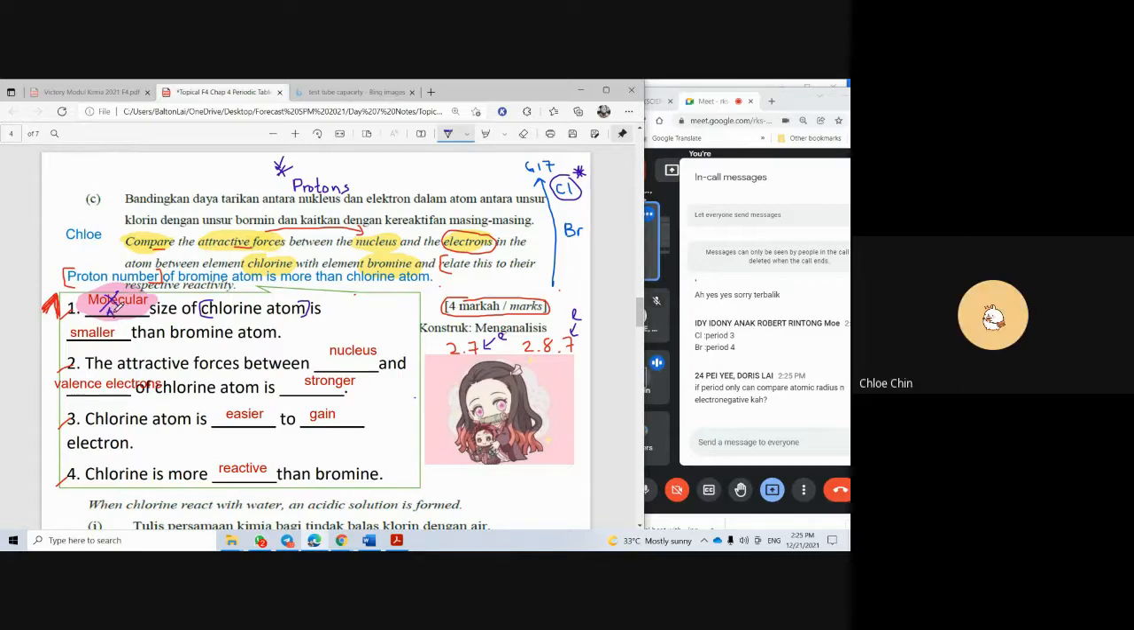But teacher, halogens, don't they exist in diatomic molecules? But in your explanation, you're using atom. We did not mention the chlorine molecule, so it will become a conflict. Conflict means that you deduct marks. Be careful. Atomic size only.